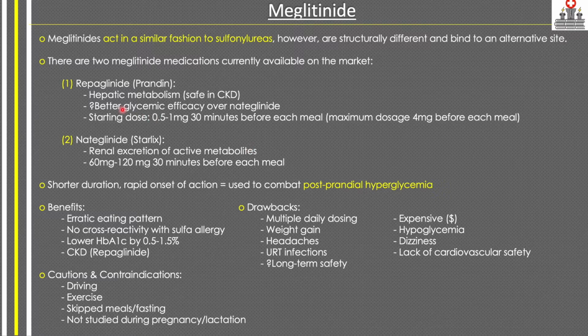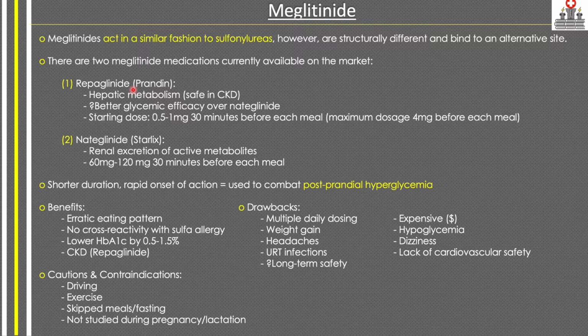Now, there are two types of meglitinides currently available: repaglinide, also known as Prandin, and nateglinide, also known as Starlix. Now, these are more or less the same. They are taken 30 minutes before a meal. However, there was one meta-analysis. A meta-analysis is a grouping of multiple studies, and it found that there's better reduction in A1C when using repaglinide over nateglinide, and therefore it's more recommended to use repaglinide if this class of medications is to be prescribed.